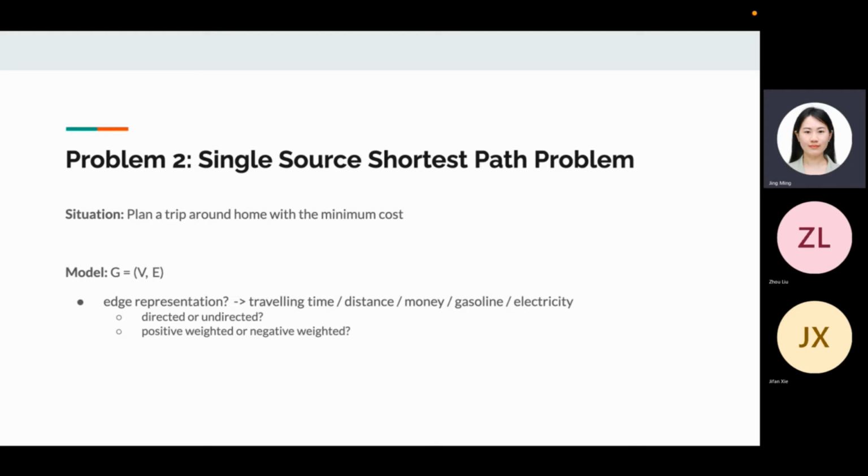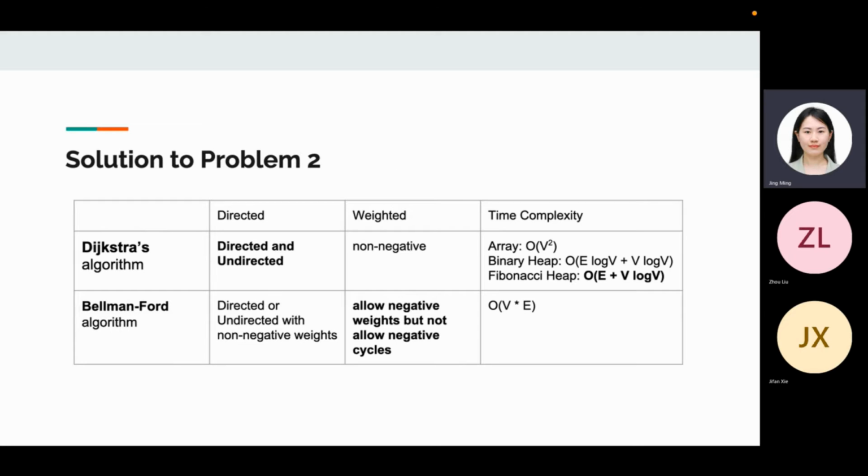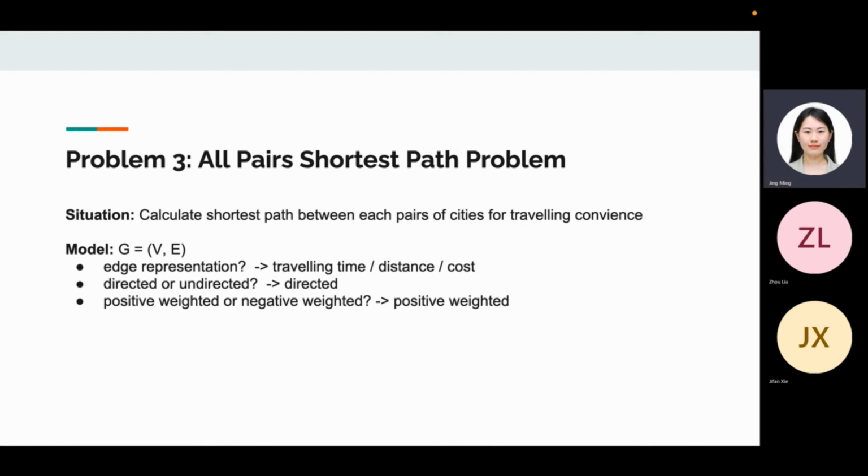Next page, please. To solve this problem, we know these two algorithms, and here is a comparison. For a positive weighted directed or undirected graph, Dijkstra's algorithm performs better than Bellman-Ford as it has a lower time complexity. However, when negative weights exist, use Bellman-Ford to handle this situation. And next, my teammate Zhou will present.